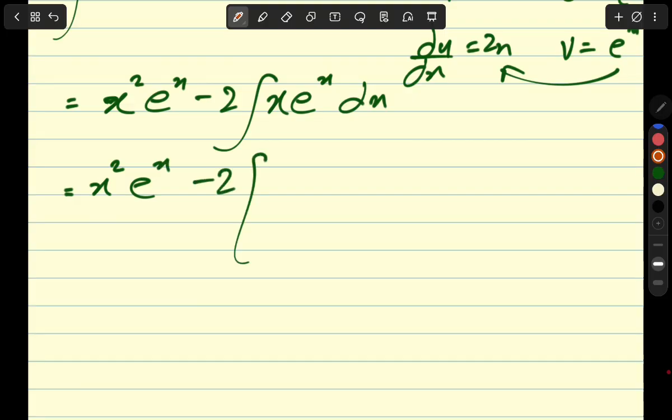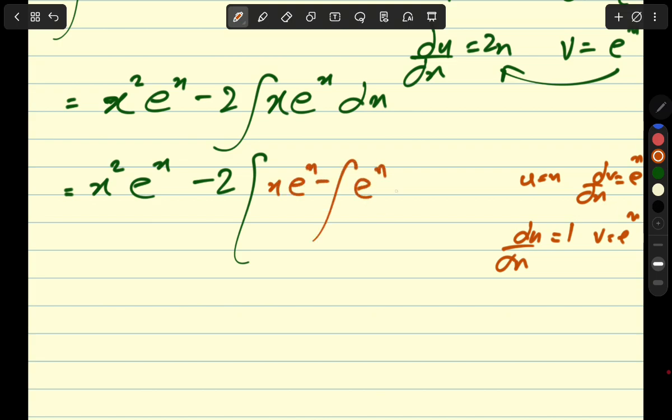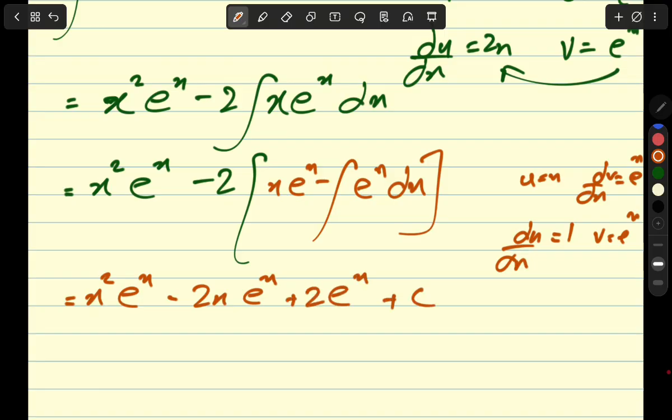Now I apply integration by parts the second time. So u is going to become x, dv by dx is going to become e^x, and du by dx is going to become 1, and v is going to become exponential of x. So now this becomes x e^x minus integral of exponential of x dx, and now this becomes x squared exponential of x minus 2x exponential of x plus 2 times the integral of e^x, which is just e^x, and plus a constant of integration, right?